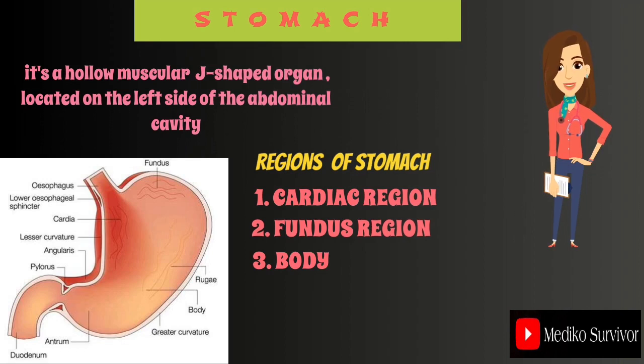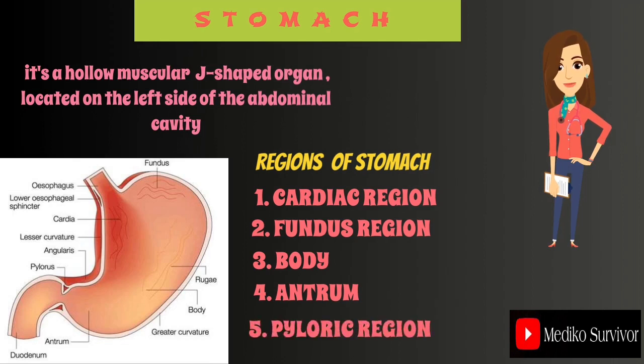Number 4, the antrum. It is the lower part of the stomach. It holds the broken down food until it is ready to be released into the small intestine. Number 5, pylorus. It is the part of the stomach that connects to the small intestine. This region includes the pyloric sphincter.